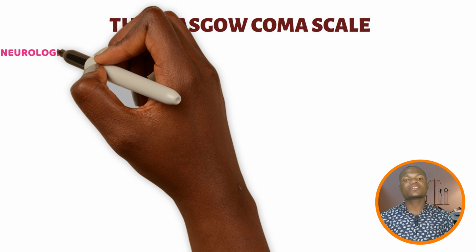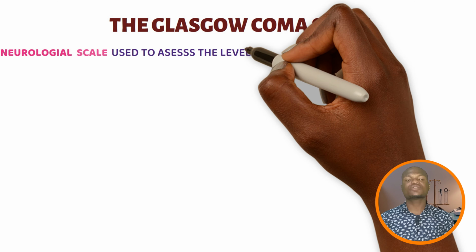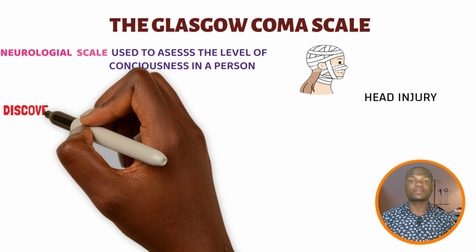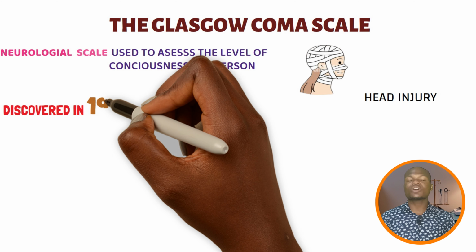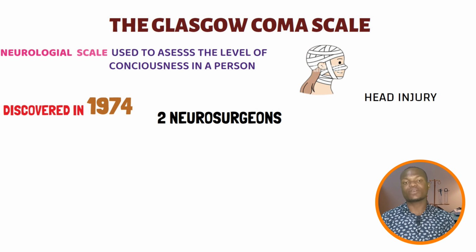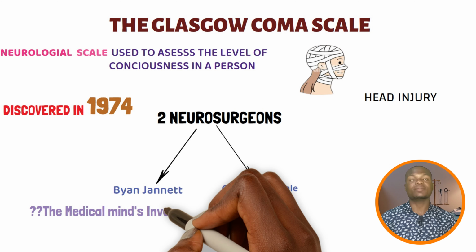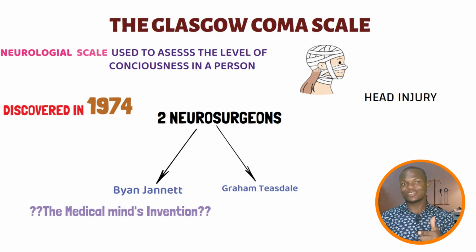The Glasgow Coma Scale is a neurological scale that is used to assess the level of consciousness in a person, especially after head injury. It was discovered in the year 1974 by two neurosurgeons, Bryan Jennett and Graham Teasdale.